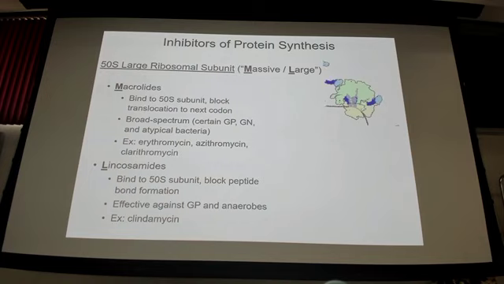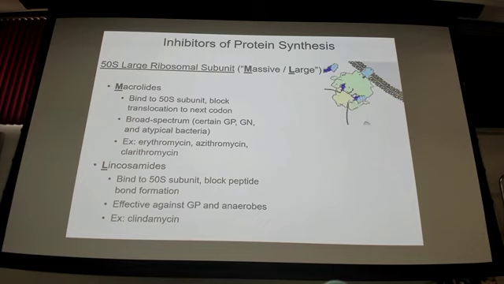But here's another mnemonic device for you. Macrolides, massive, lincosamides, large, and it's the larger subunit, 50S subunit, so pretty easy to remember. I also have a GIF up here that might be helpful as we're talking through the mechanism of macrolides. So it shows some tRNAs coming in on the right side of this ribosome, and then the polypeptide chain that's growing in the middle of that large ribosomal subunit. And then it's showing the uncharged tRNAs getting kicked off through that ejector site.